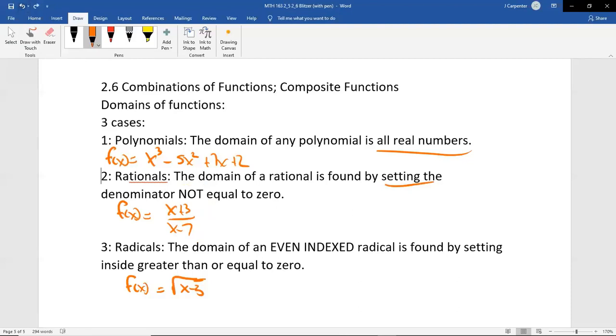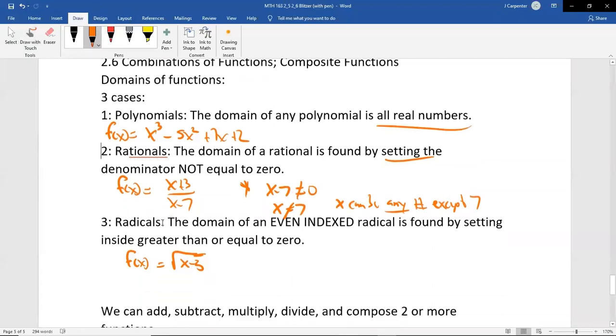So for this particular problem, which we'll do an official one later, you would set x minus 7 not equal to 0. You'd add 7 to both sides, and you'd see that x is not allowed to be 7. So that means that x can be any number except 7. And you could write that in interval notation, which we will later, but not for this one. I don't want to spoil all the fun yet.